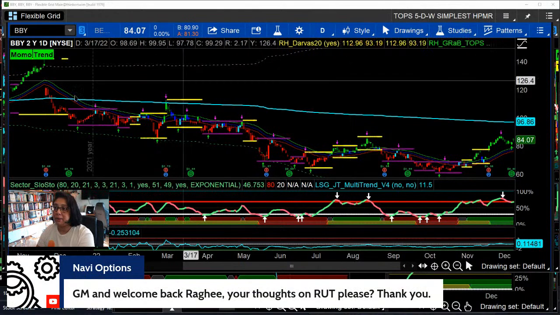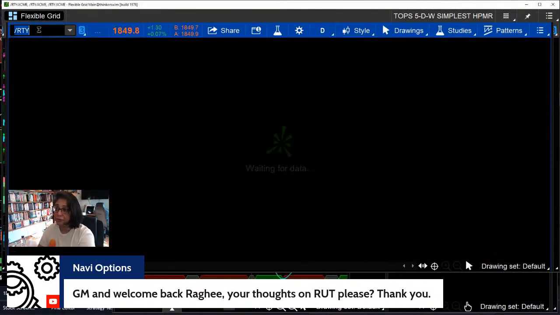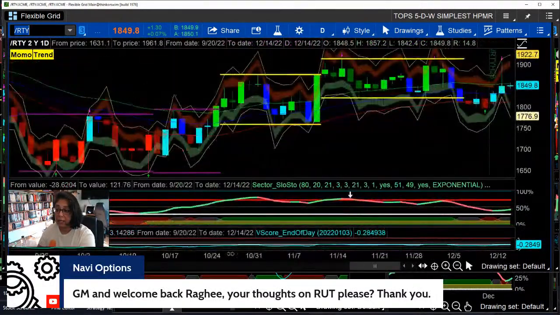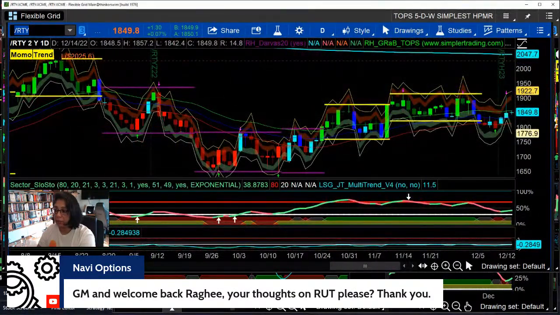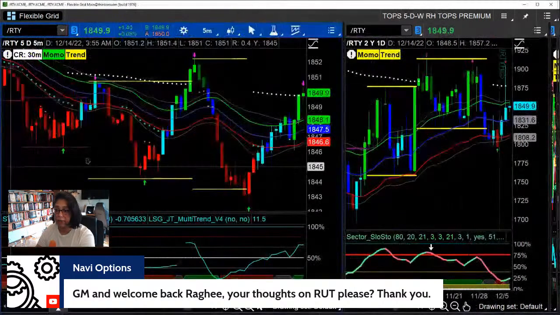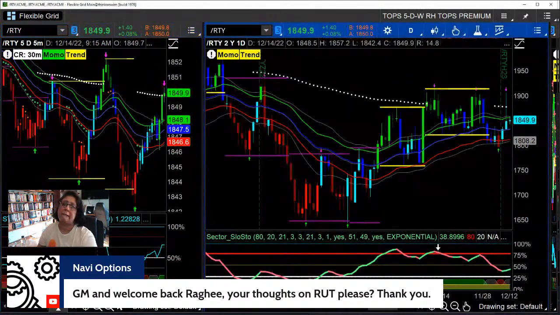All right. What are my thoughts on the Russell? Tell you what, Navi, I do not trade the Russell that often. To be quite frank, I don't. And one of the reasons I don't is it tends to do its own thing. Not that there's anything at all wrong with a symbol doing its own thing. But the structure here isn't great.